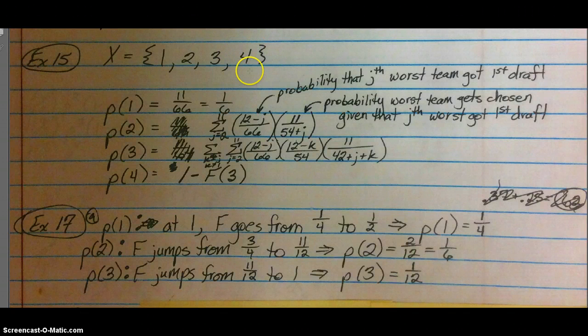So if no one's gotten it yet, then the 11th will get it right here. Or the worst team would get the 4th pick.